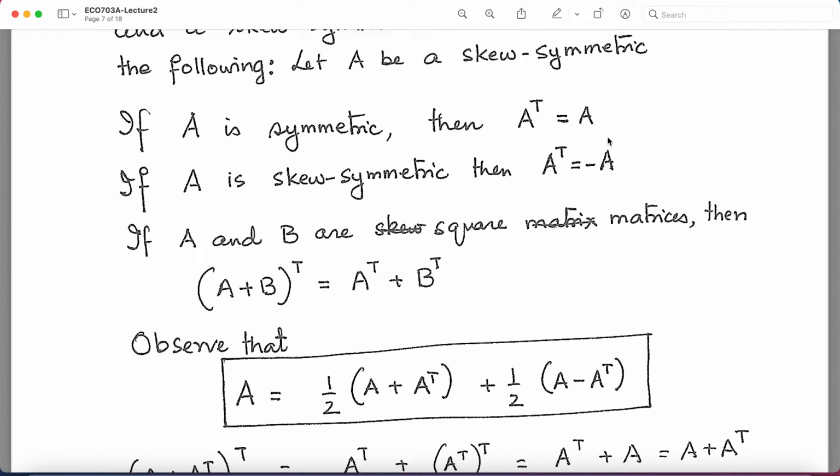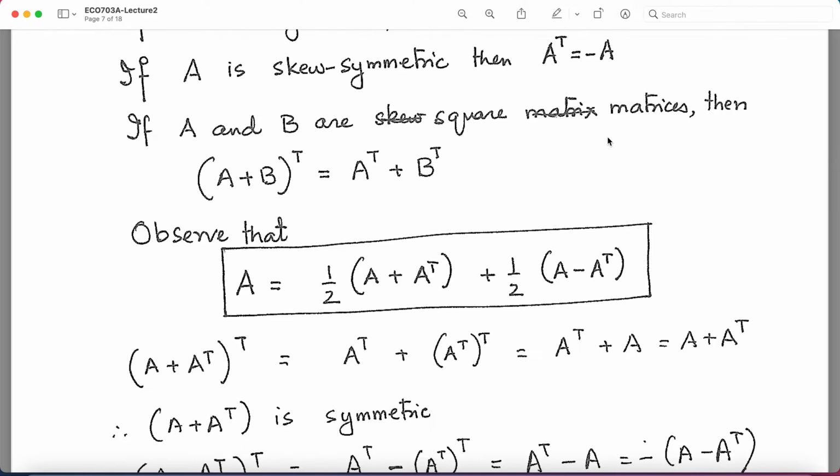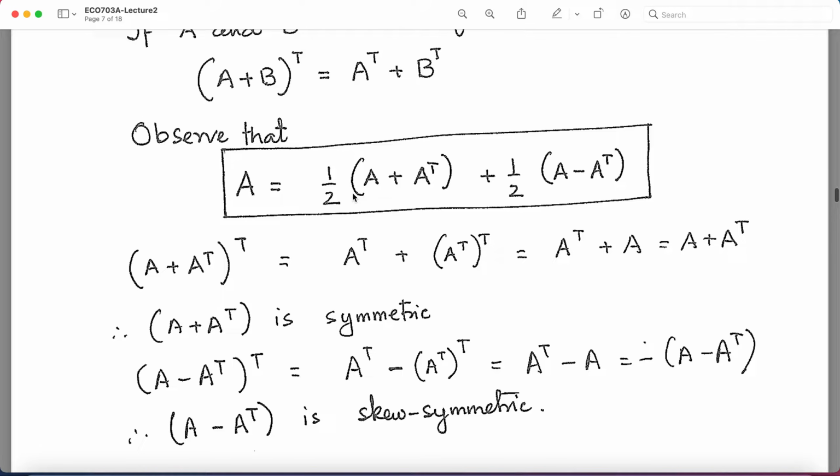algebra to prove that if I take two matrices A and B, add them and then take the transpose, it is the same as taking the transpose of A first and then adding it with the transpose of B. So, it is just (A plus B) transpose equals A transpose plus B transpose, and then you can observe that A can be written as half of (A plus A transpose) plus half of (A minus A transpose), where half is just a scalar. So, it is a very clever decomposition.